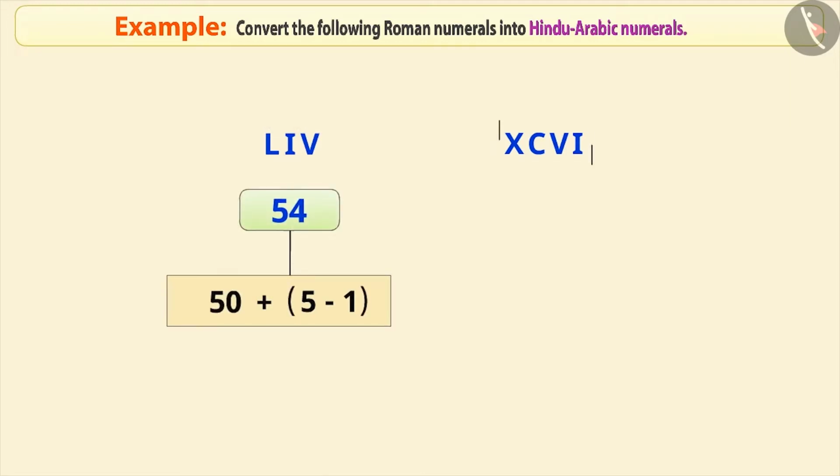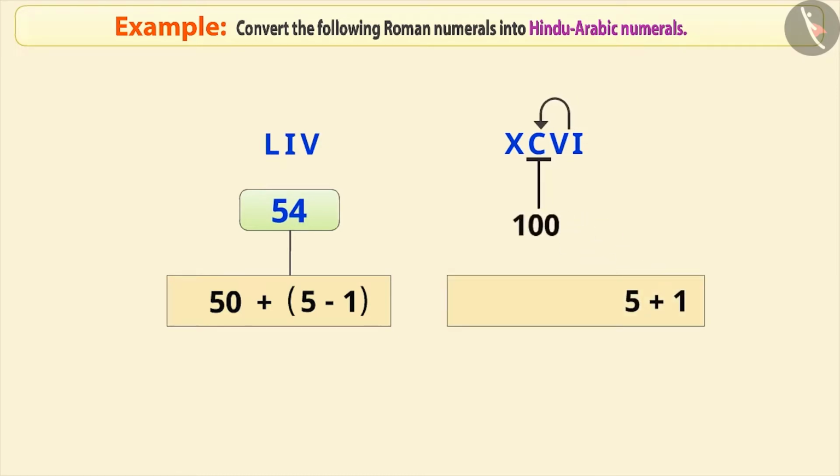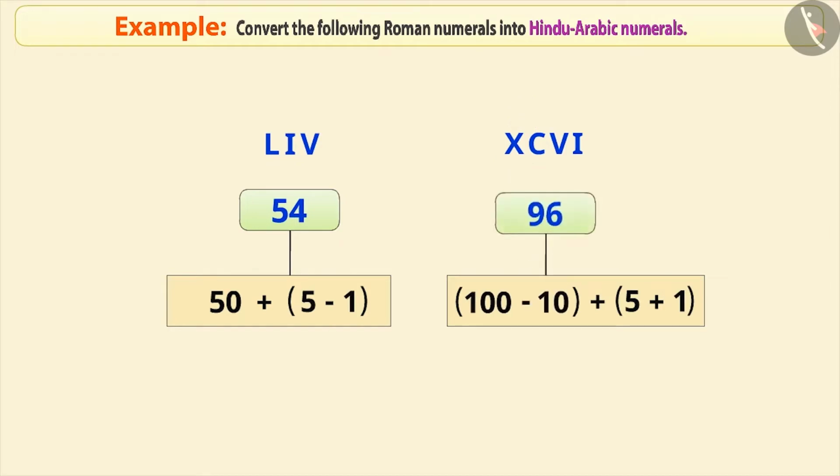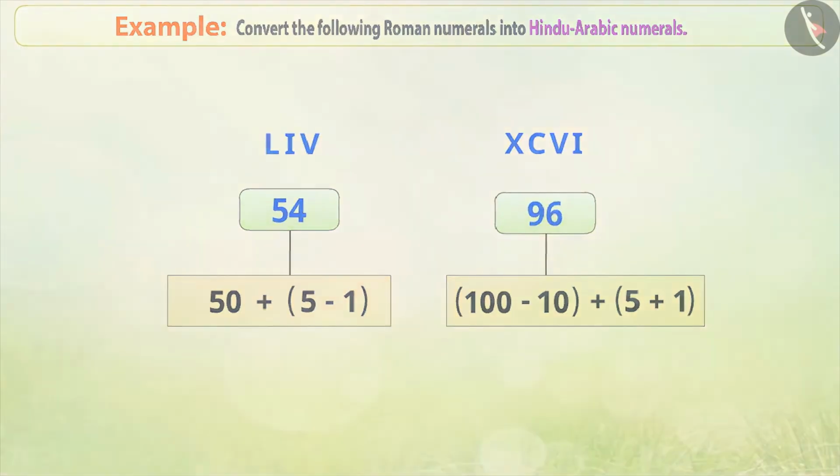Now consider this Roman numeral. This symbol represents 1. After this, there is a larger symbol of 5 which must be added. The next symbol represents 100. Since this is also a larger value, it must be added. Next is the symbol of 10 which is of smaller value, so it must be subtracted. Therefore, the result is 96.